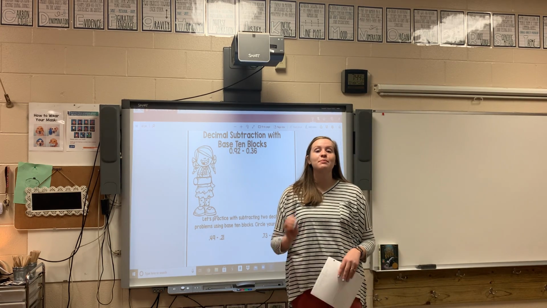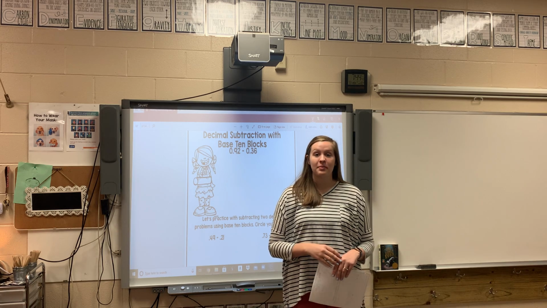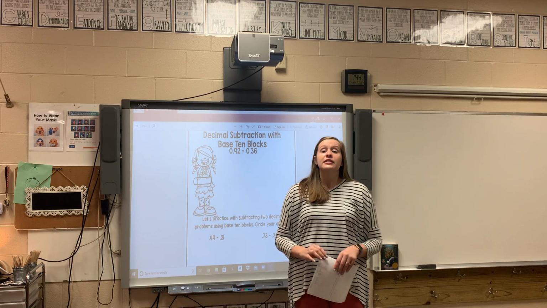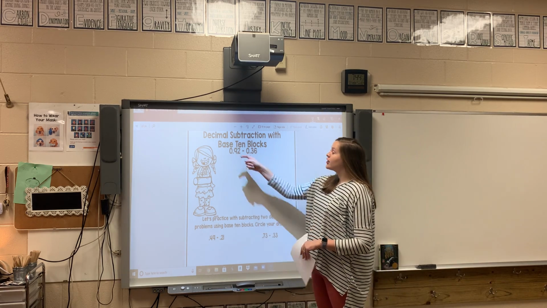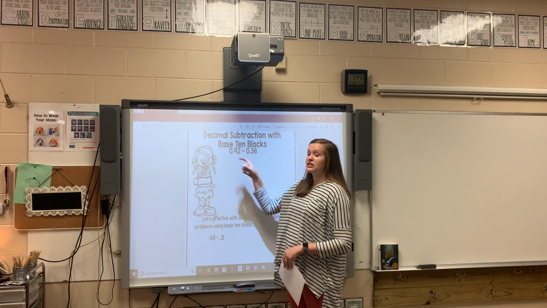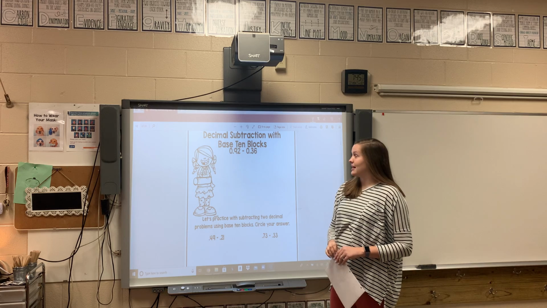So we are going to subtract with base 10 blocks. Just like we did with addition, we're going to represent our numbers the same way, but we're going to take away rather than add them together. So the major difference is that rather than drawing both of these numbers, I'm only going to draw the first number, and then I'm going to take away what I need, which is going to be that second number.